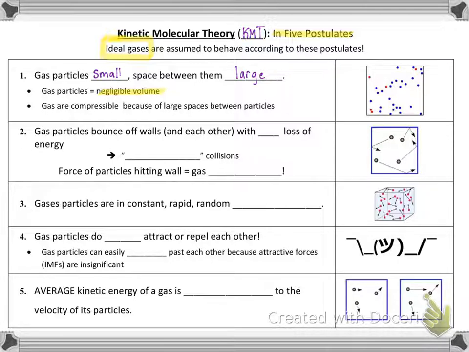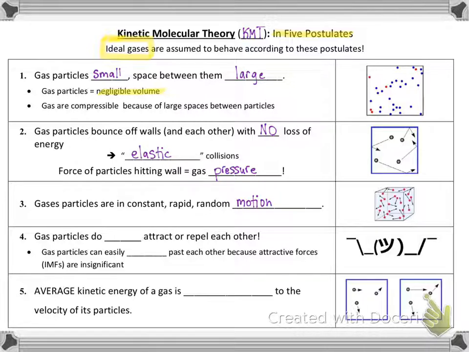All right, second postulate. Gas particles bounce off walls and each other with no loss in energy. These are known as elastic collisions. And of course, it's the force of the particles hitting the wall and bouncing off that gives you gas pressure. For the third postulate, we know that gases are the highest energy state of matter. Because they have so much kinetic energy, the gases are in constant, rapid, random motion. Can't stop, won't stop.